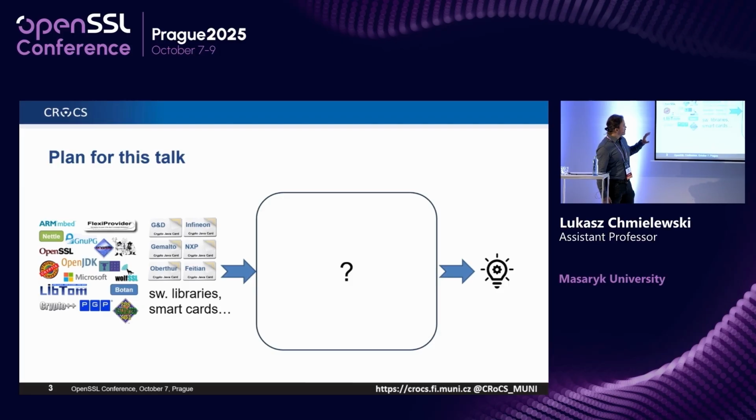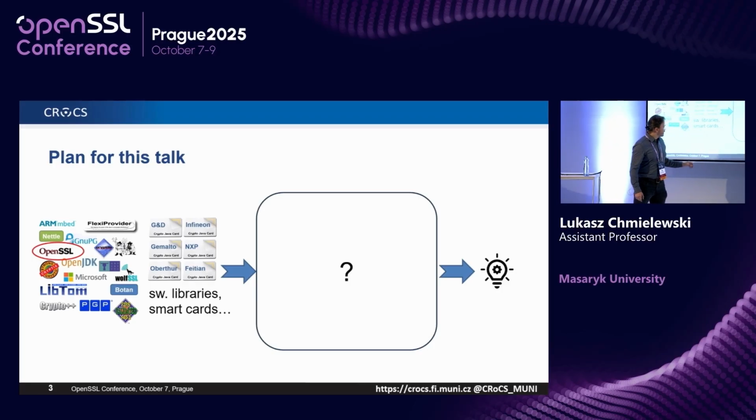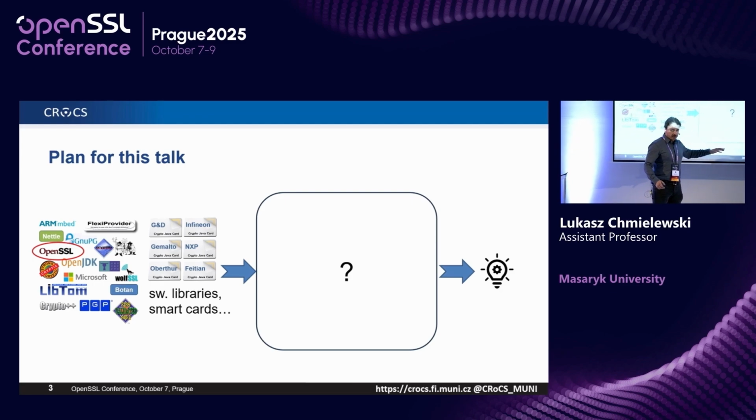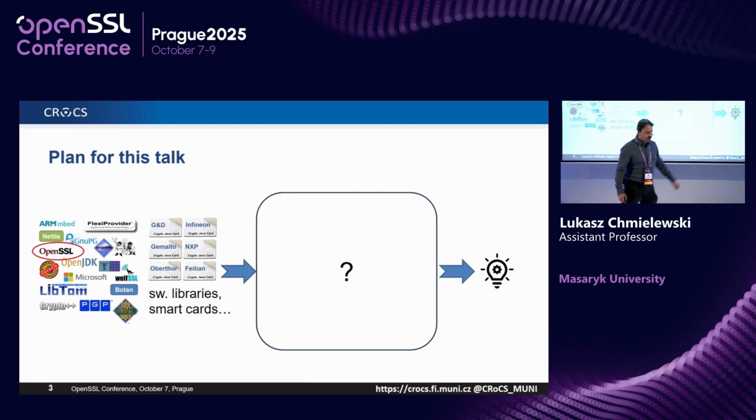So there will be three short parts of these slides. I hope it's visible, but here essentially there are a lot of open source libraries on the left. So we always analyzed all of them, including here OpenSSL. And here on the other side, we have closed source libraries, usually in the form of smart cards, but not only. We looked at different things too. Then we do our question mark, so we do something, and then we get some insights.